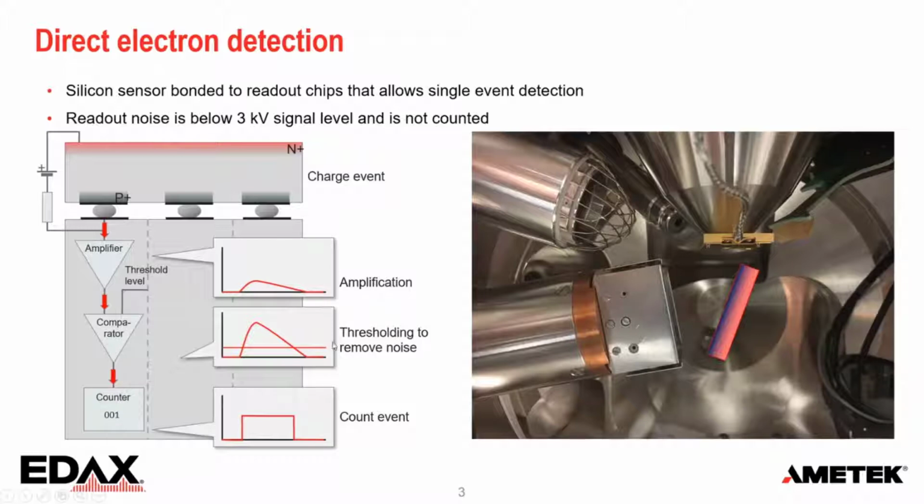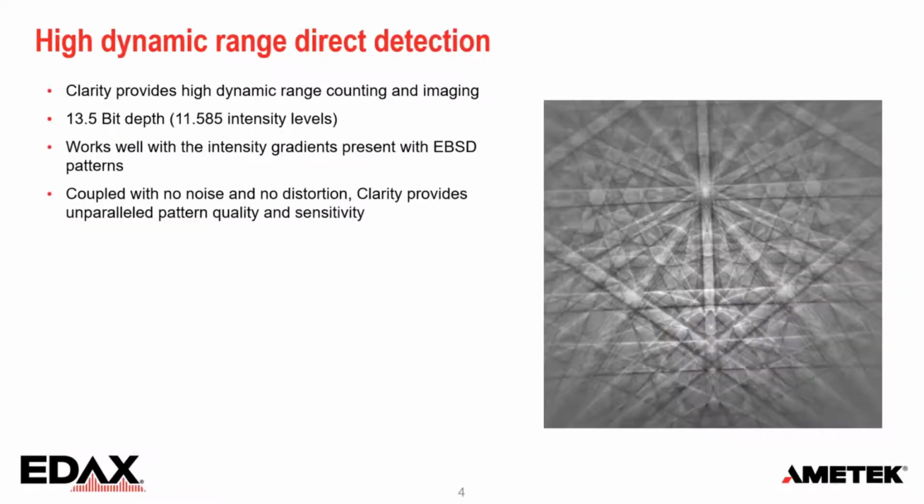Now, this noise that we remove here is below 3 kV. So the total noise level in these images is extremely low, which effectively means that we can measure and detect single electron events. And with that, you can get really, really nice EBSD patterns. There are more than 11,500 intensity levels.